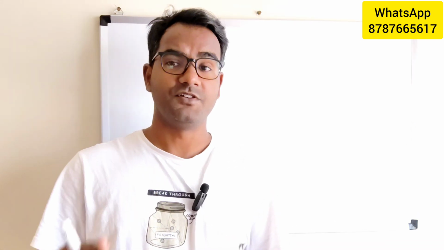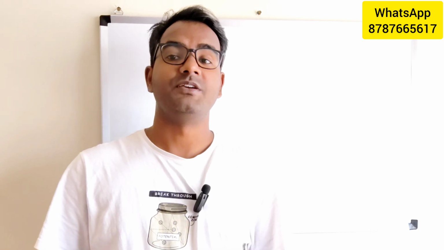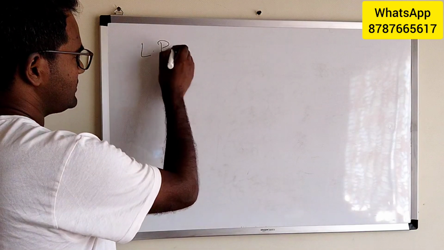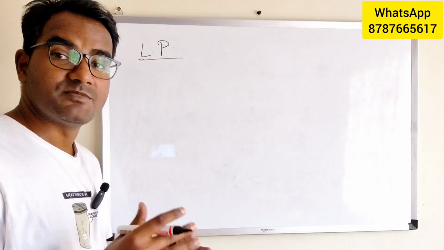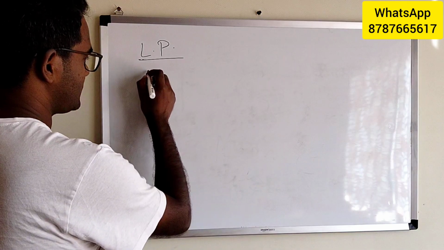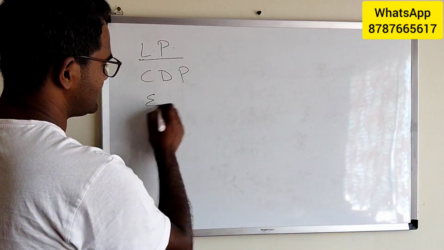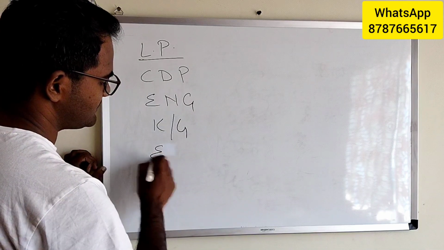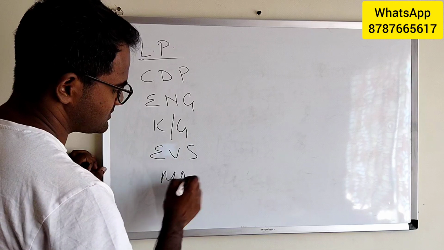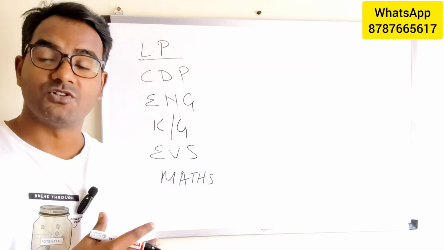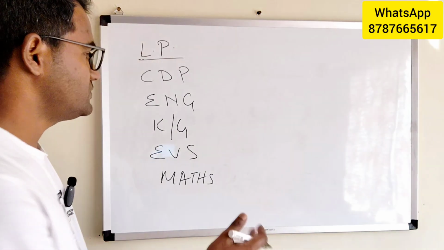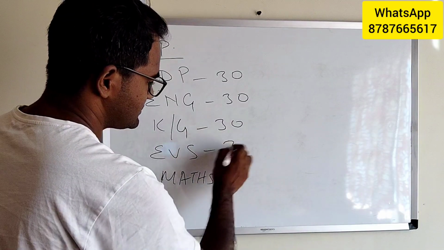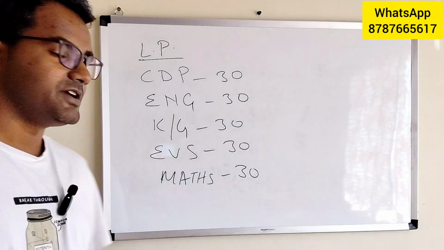So let's get started. First of all, let us discuss LP and UP separately, right? As you know, in LP, how many subjects do we have? We have CDP, then English, then Khasi or Garo, then EVS, and then maths. So how many subjects do we have altogether? We have 5 subjects, right? These subjects come for 30 marks each, right? Everywhere you get 30.